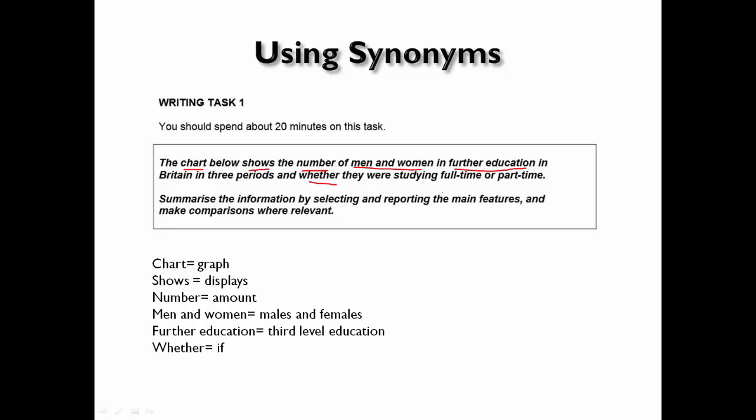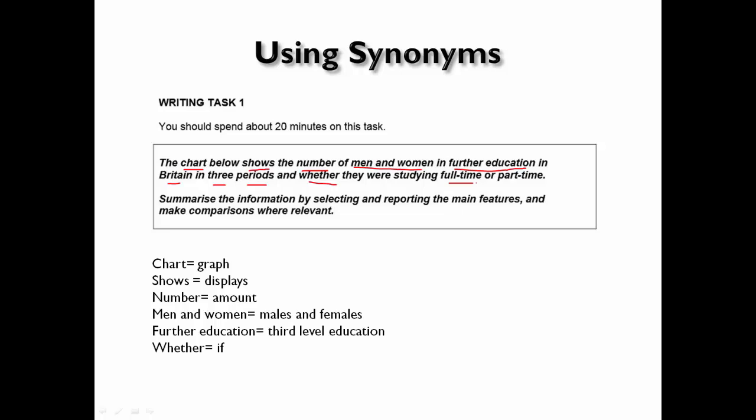So you'll see that all of the synonyms that I have replaced here are direct synonyms. They mean exactly the same thing. They're not loose synonyms that kind of mean the same thing. And you'll also notice that there are large sections of the question that I haven't been able to use synonyms for, and that's fine. Some parts, like Britain, I can't think of a synonym for Britain. I can't think of a synonym for three. I can't think of a synonym for periods. I can't think of a synonym for full-time. That's fine.